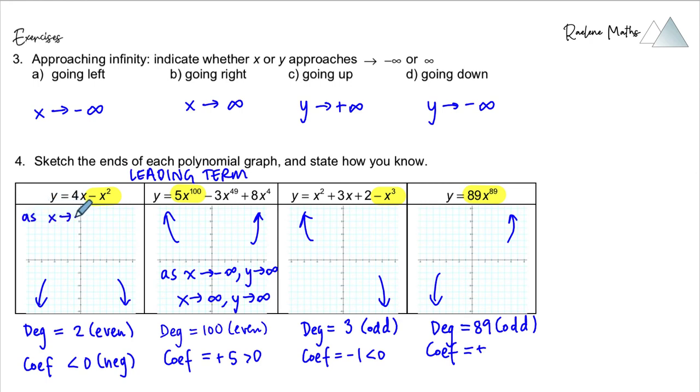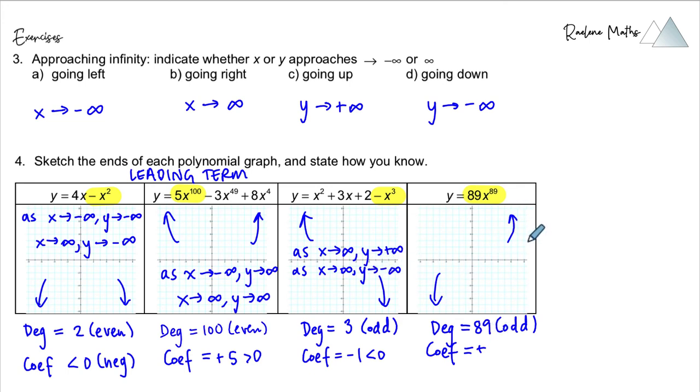Here, as x approaches negative infinity, y approaches negative infinity, and as x approaches positive infinity, y approaches negative infinity. So we're really just looking at left, up, right, and down. So this is left and down and right and down, characterized by these approaching notation symbols. So here we have as x approaches negative infinity, y approaches positive infinity, but as x approaches positive infinity, y is going down, so y approaches negative infinity.